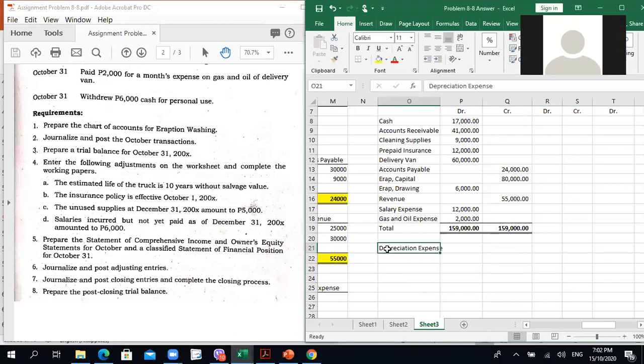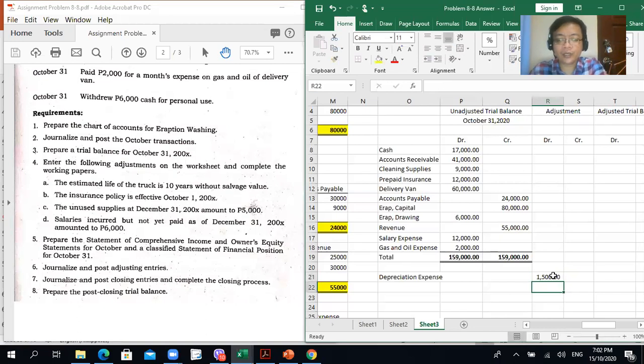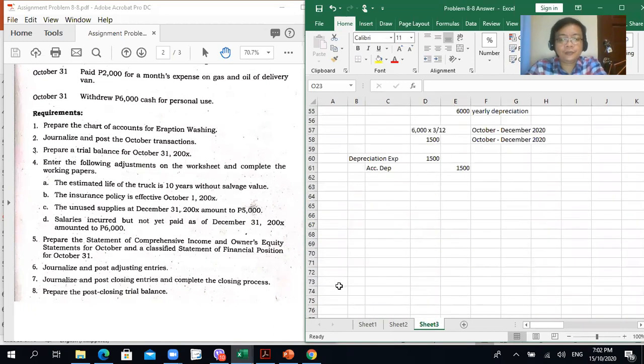So depreciation expense 1,500. Where do you put it? You put it in the adjustment column, because we debit depreciation expense of 1,500. And there is no accumulated depreciation here, so we put accumulated depreciation, which is 1,500. If we debit, we also credit. All right, next, letter B.